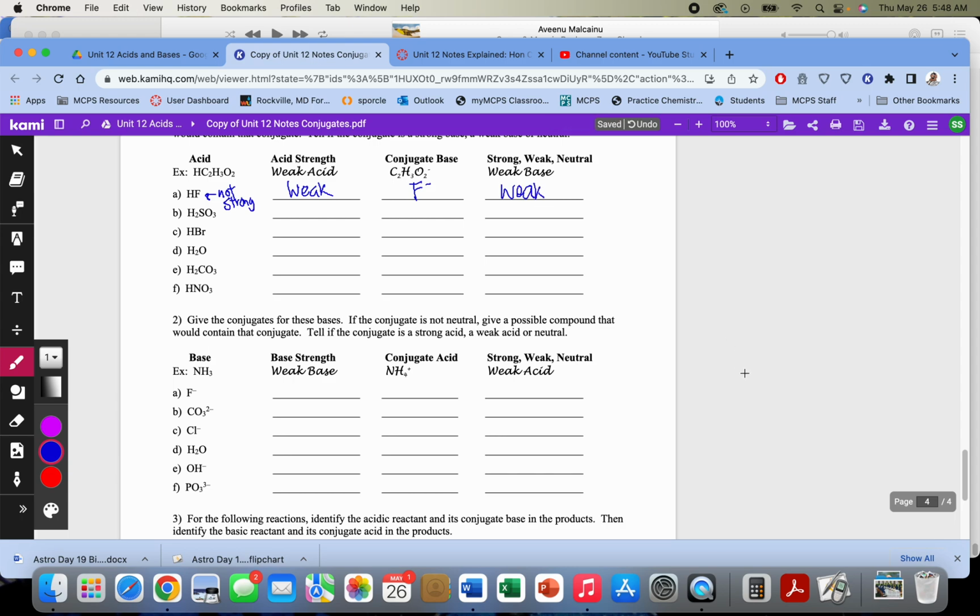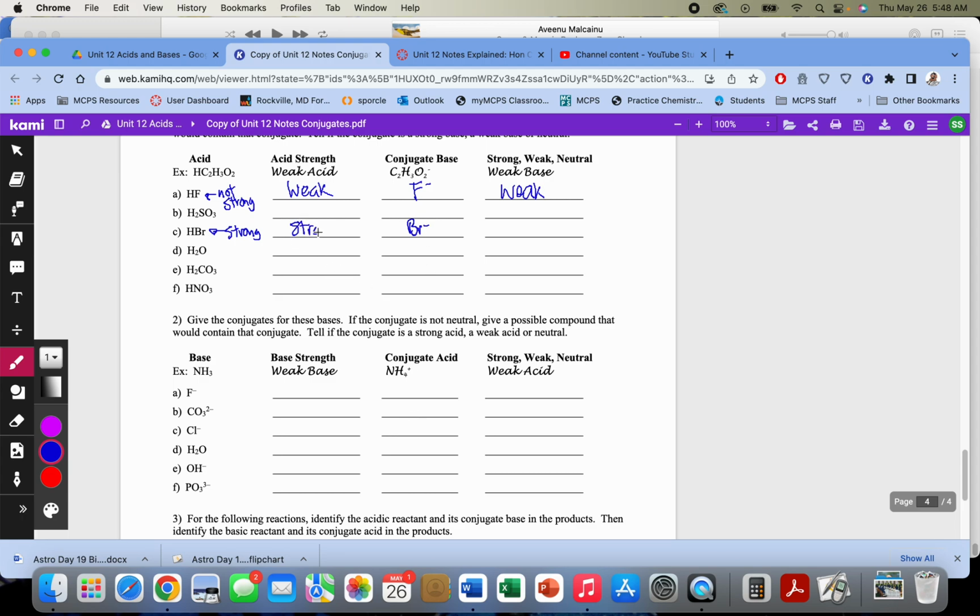That means that if I put F minus into water, it should raise the pH, but not a lot. If I put HF in water, it should lower the pH, but not a lot, right? If I'm looking for HBr, I know that this one is strong, right? So I know that strength. I also know its conjugate is Br minus, right? So this guy is strong.